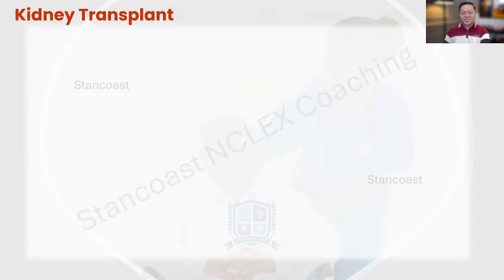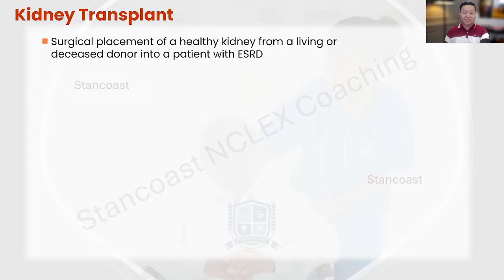And so this is a procedure that involves surgical implantation of a healthy kidney from either a living or a deceased donor into an individual whose kidneys have stopped functioning correctly. So basically we're talking about a person that has end-stage renal disease. So if the patient does not have a living donor, they might be added to a waiting list for a kidney, maybe from a deceased donor.